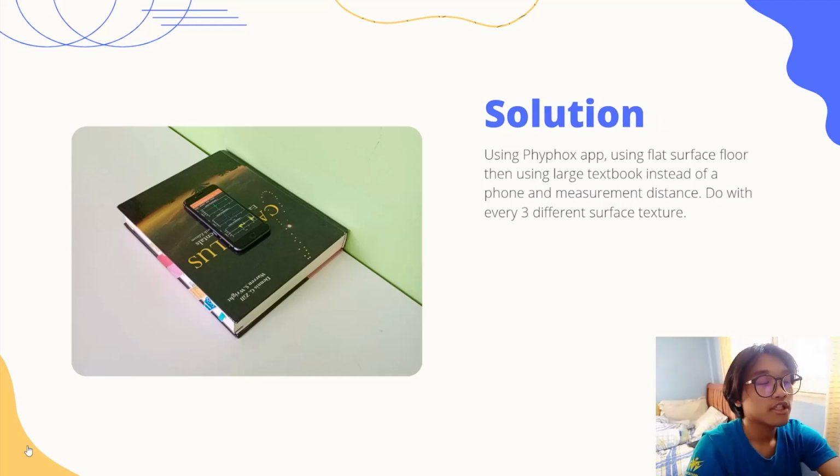And for the solution, the first thing I need to do is use an application on the phone that can record the data and text, and I use the textbook to incline the surface of the phone to make it more stable and measure the distance.